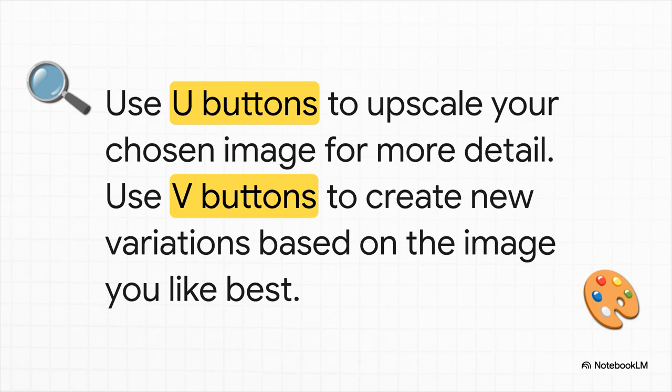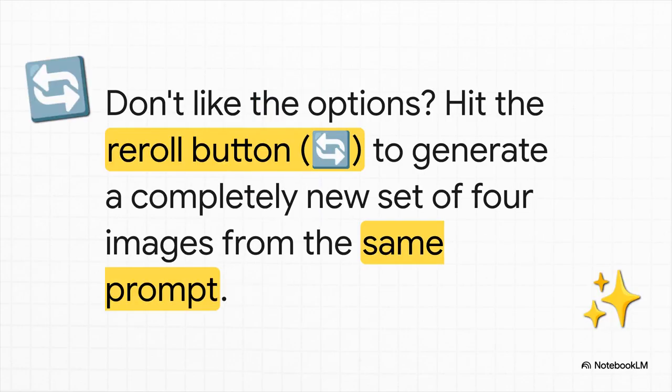The V buttons are for variation. Let's say you like the vibe of image 3, but it's not quite perfect. Hitting V3 will give you 4 new images that are all based on the style and composition of that one. But what if you look at all 4 images and you're just not feeling any of them? No sweat. See that little blue circular arrow button? That's the reroll button. Just hit that and Midjourney will take your exact same prompt and try again, giving you a completely fresh set of 4 new ideas.